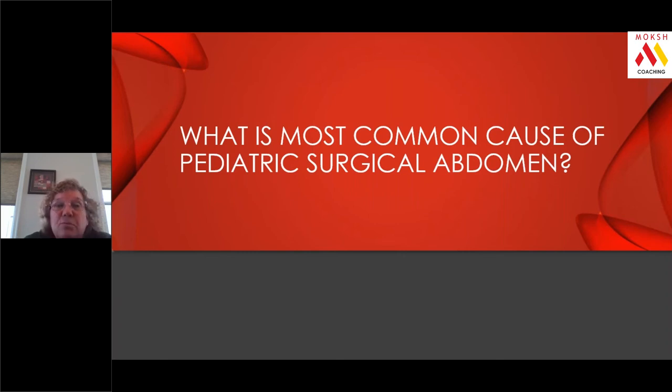As I did a peds emergency medicine fellowship, I got better at my board scores, mainly because in pediatric emergency medicine, we look at the patient and we don't just look at, okay, what could it be? We think, what's the worst thing it could be, and then go from there. So the most common cause of a pediatric surgical abdomen is going to be appendicitis.